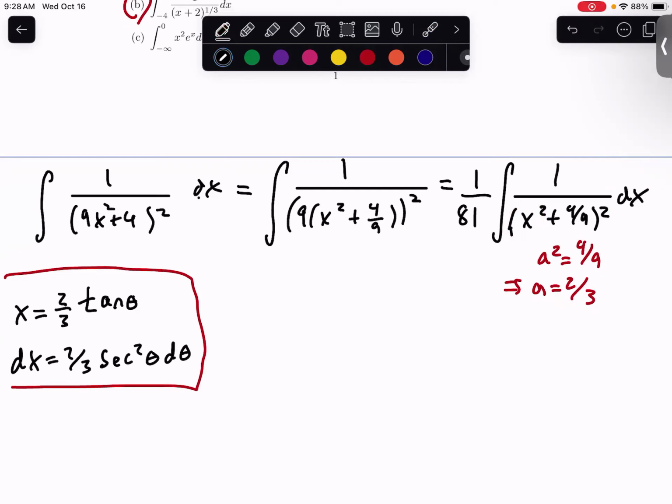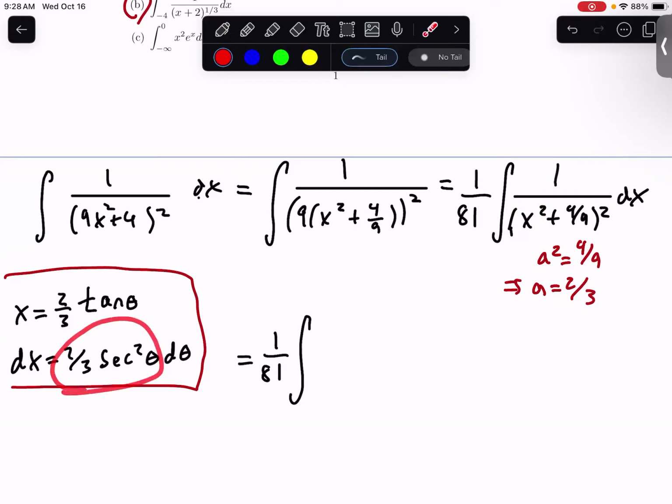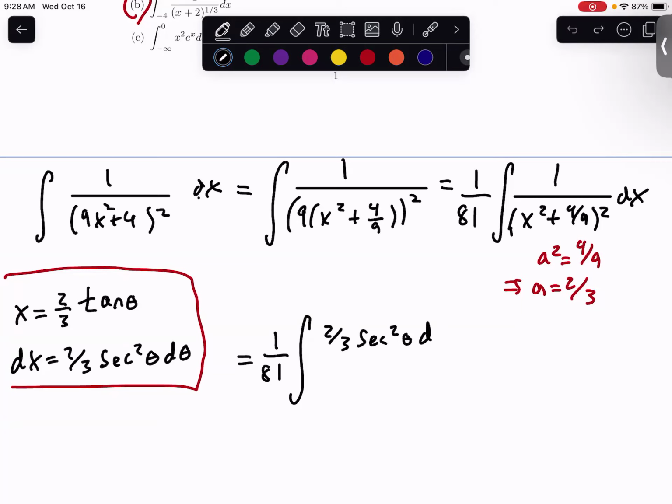And so continuing by making a substitution, we really have this as 1 over 81 times this integral. dx was equal to 2 over 3 secant squared theta, so I'm just going to write this as 2 over 3 secant squared theta d theta. I don't like writing d theta in the numerator, so I'll leave it like this. And then in the denominator, we're going to have a 4 over 9 tangent squared theta plus 4 over 9, and then all of this is squared. And then this is going to be d theta.